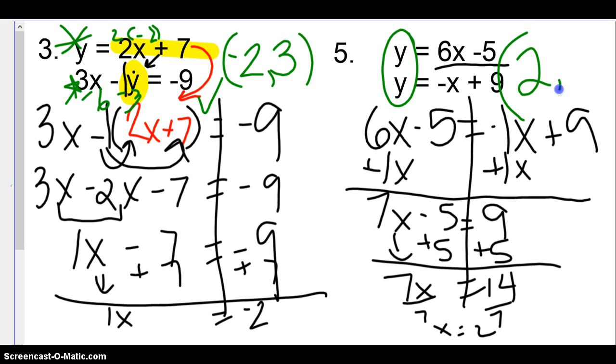All right, I've got 2. Now I've got to figure out what y is. Well, I can plug it into either one of these. I'm going to do it right here: negative 2 plus 9 is 7. Does that work up here? 6 times 2 is 12, minus 5 is 7. Yay! Check, got it. So I've got 2 of them done.